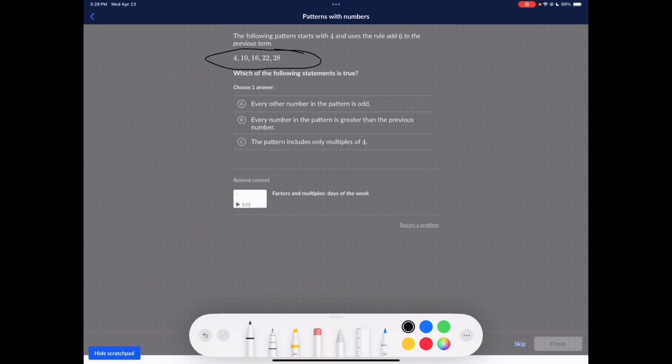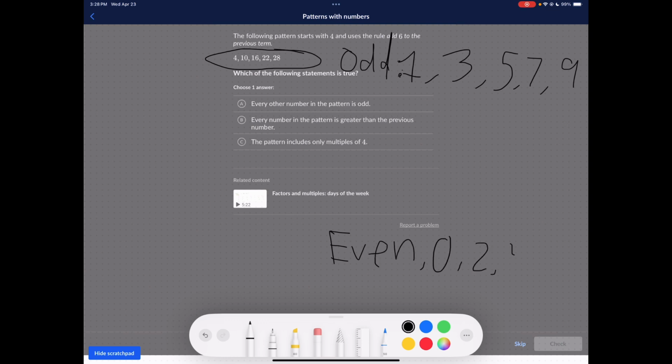Remember, odd numbers have to end with a 1, 3, 5, 7, or 9. So this is odd. Whereas even numbers end with 0, 2, 4, 6, 8. So none of these are odd. So it's not A.